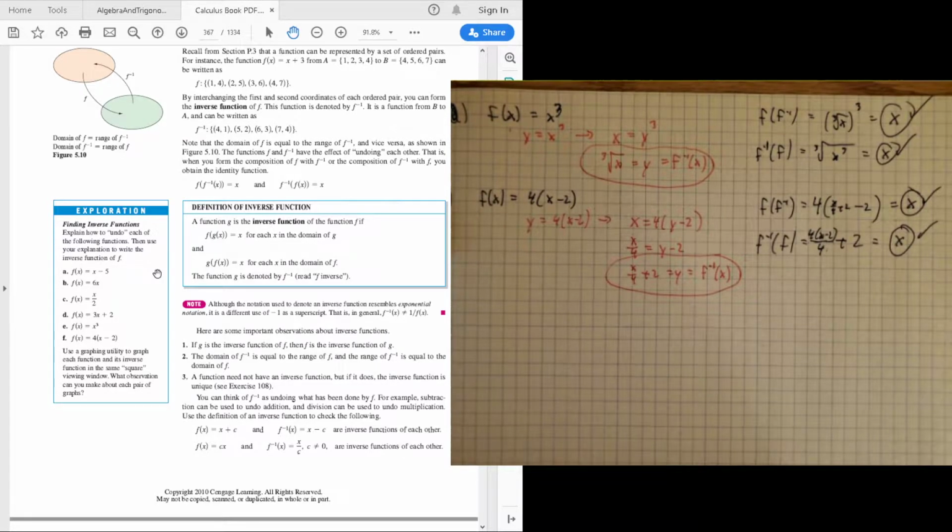Now, before we go any farther in the notes, I do want to point out this little piece of information right here.